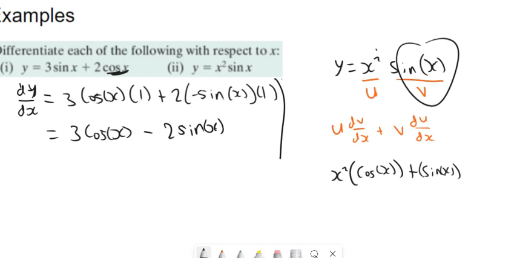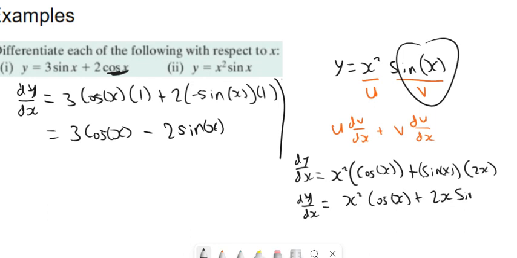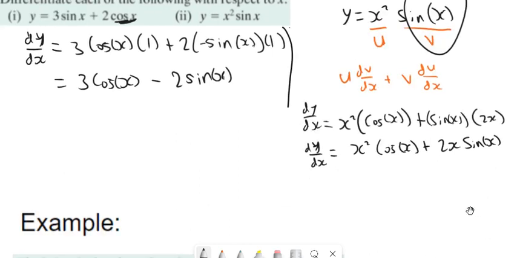So the differential of u would be just 2x. So I'm just going to multiply that by 2x. So now I've got x squared. I should have dy dx here actually. So dy dx equals x squared cos x plus 2x sin x. And that's it. That's the final answer.